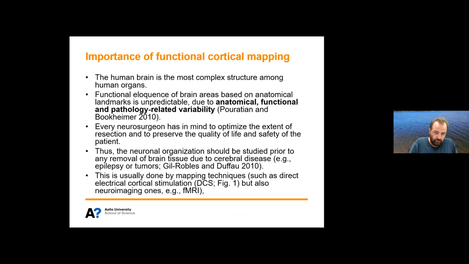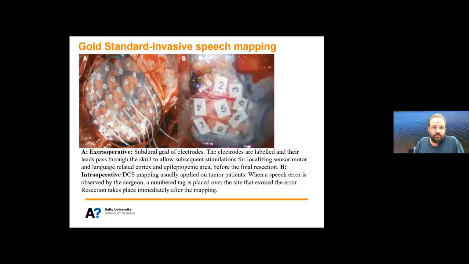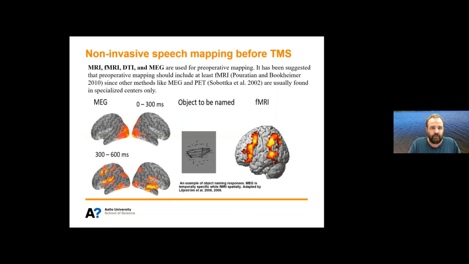And this can be done with neuroimaging techniques. The gold standard is a grid of subdural electrodes, which is called extraoperative, so it needs an extra operation, and this is usually for epilepsy. And for tumors, the neurosurgeon goes to the eloquent area or the tumor and tries to figure out whether there are functions there, and labels it at the same point.